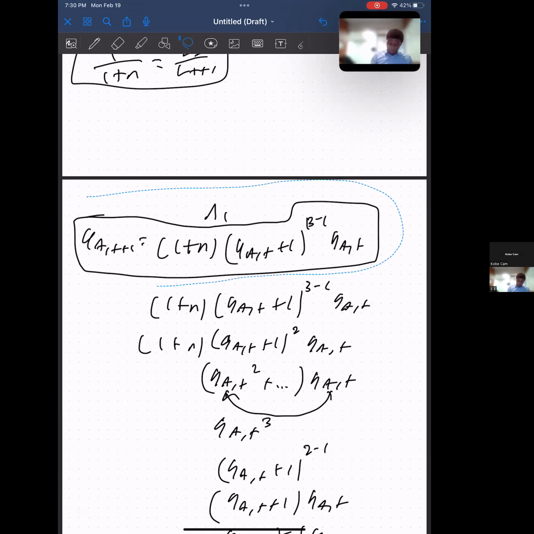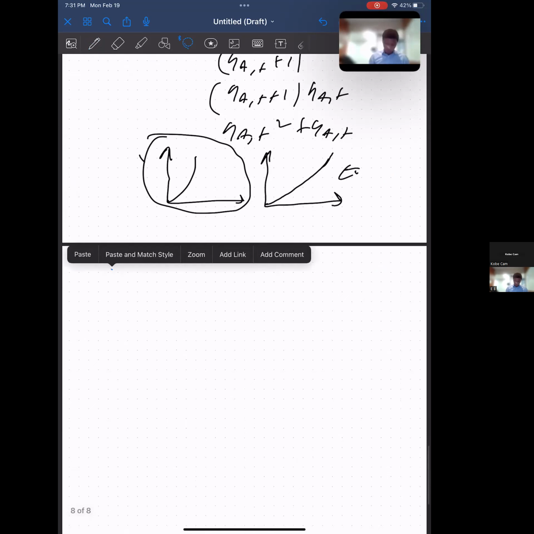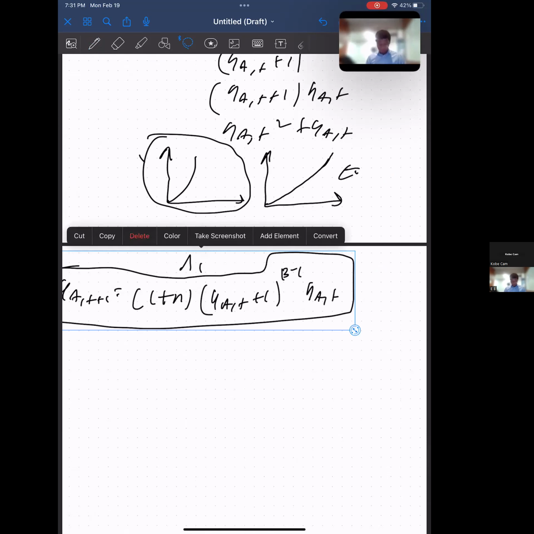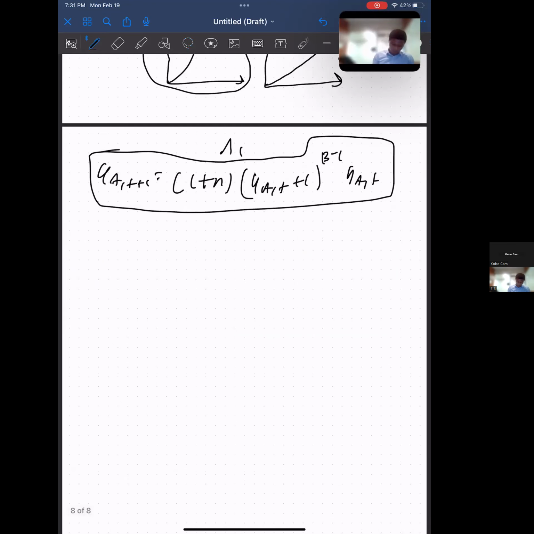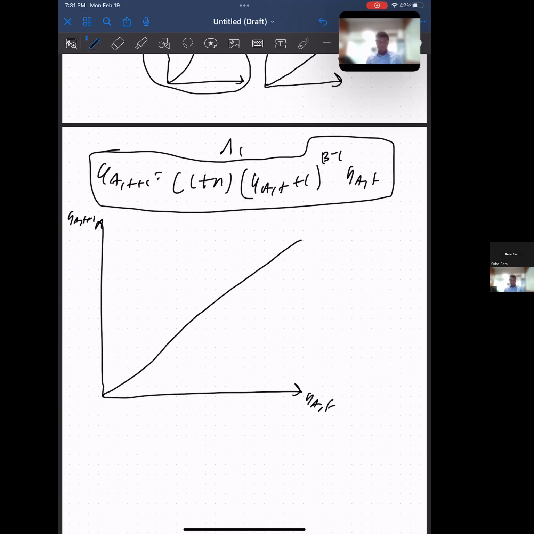Okay, so let's copy this. Let's fix this. Okay. This is our fundamental equation. And so we know if we draw our phase diagram here, GAT, this is GAT plus 1. This is our 45-degree line. What is this function going to look like? Well, remember, beta is less than 1.